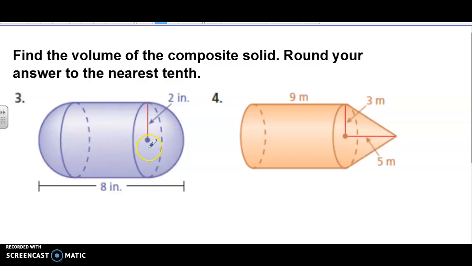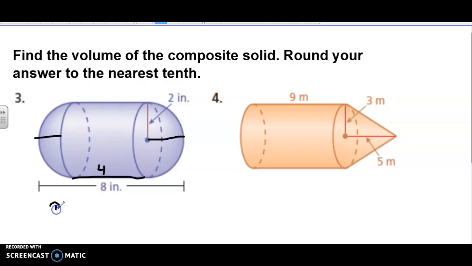So what we have here with this shape is it looks like we have two hemispheres and a cylinder. Two hemispheres are just going to make up one sphere. They say the radius of this hemisphere is 2 inches, which means it's 2 inches this way. So I have 2 inches here and 2 inches here, which means I have 4 total. That means this inside part is 4 from here to here.